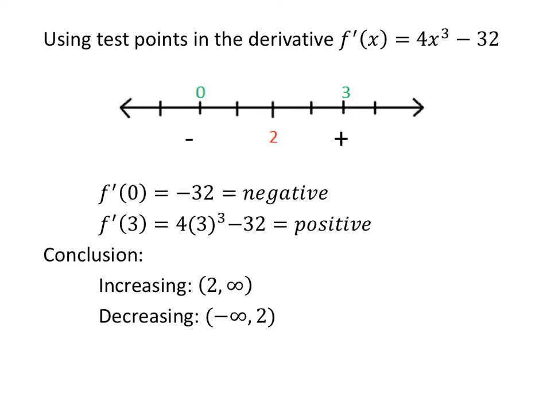So we can see that the derivative being negative indicates decrease, derivative being positive indicates increase, and that's how I get my intervals. Increasing from 2 to infinity, decreasing from negative infinity to 2. Remember, these are intervals, always the smallest value on the left. The interval should always look like a number line, the same order.